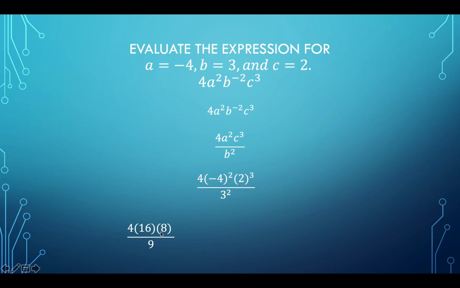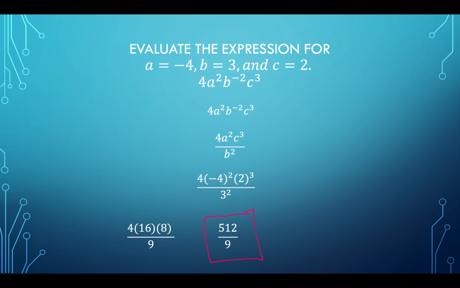As a reminder, we're straight up multiplying directly across. You're not doing the distribution property. You're not doing 4 times 16 and then 4 times 8. It's 4 times 16 and then that answer times 8. 4 times 16 times 8 gives us 512, and that's over 9.